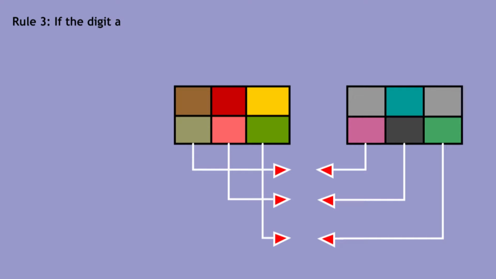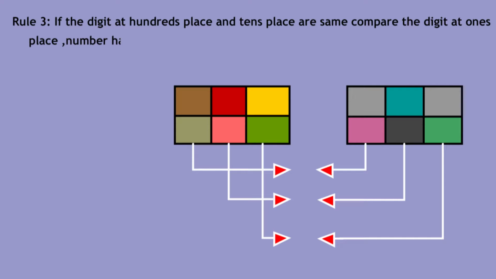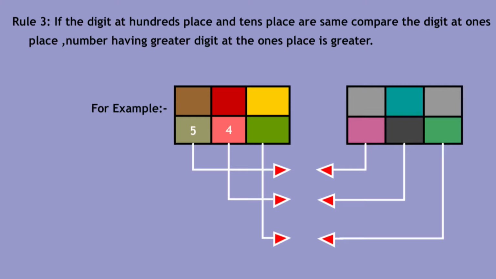Rule 3. If the digit at hundreds place and tens place are same, compare the digit at ones place. Number having greater digit at the ones place is greater. For example, 549 and 547. In 549, 500s, 4 tens and 9 ones. In 547, 500s, 4 tens and 7 ones. 5 is equal to 5. 4 is equal to 4. 9 is greater than 7. So, 549 is greater than 547.